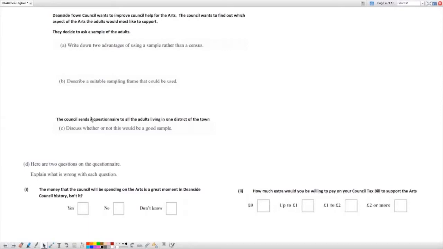So one way to think about an example, if at your school they wanted to find out what the students thought about a particular issue, instead of asking every single student in the school, they may ask 2 students from each tutor group. That would be a sample. So you can see that using samples are cheaper, quicker, and easier. So when asked for 2 advantages, any of those 3 there.